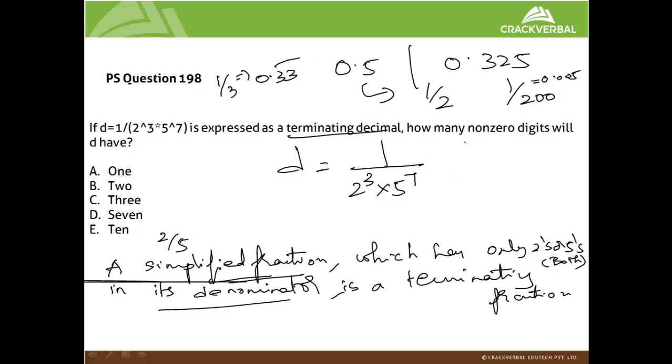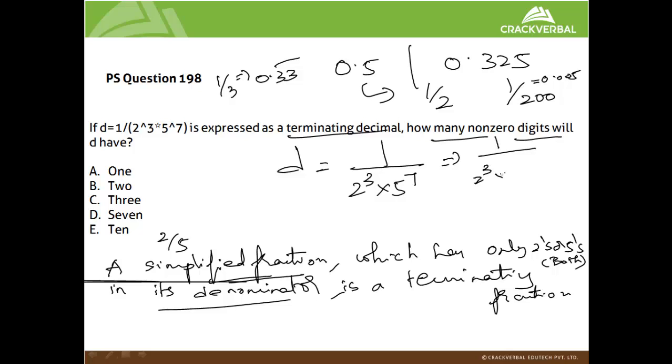Now the question is asking you how many non-zero digits will d have. So the question is asking you how many non-zero digits. 10's in the denominator will give you zeros in the decimal as well. Other than 10's, you could have non-zero digits. So let me first group the 10's. A 2 and a 5 will get you 10's, right?